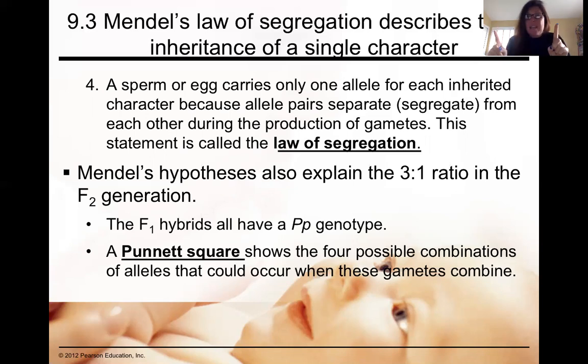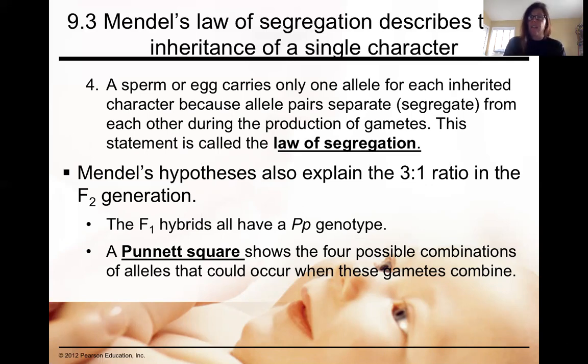He did not know about PMAT. He didn't know about the cell cycle. He didn't know any of that stuff. He already inferred with his research that we start off with 2 copies, our eggs and sperm go down to 1, and then when we fertilize, we go back to 2. And so Mendel's hypothesis explains that 3-to-1 ratio we saw in that F2 generation.